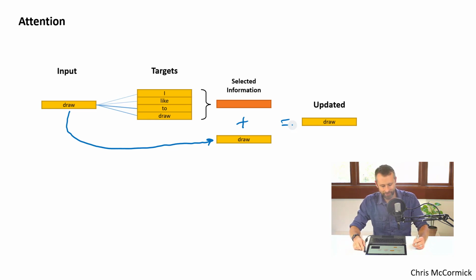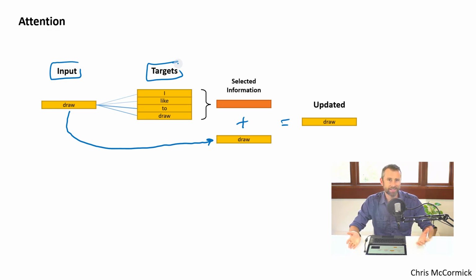And that's what we take as our final updated embedding at the end. Part of the reason I wanted to define it in terms of input and targets, or context is maybe another word, is that self-attention has a lot of uses outside of just models like BERT and GPT-2. In BERT, we call it self-attention because for every word in the sentence I like to draw, we're attending to every other word in the sentence. So it's this very self-referential thing.